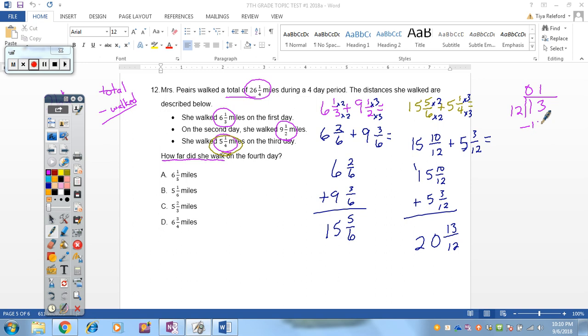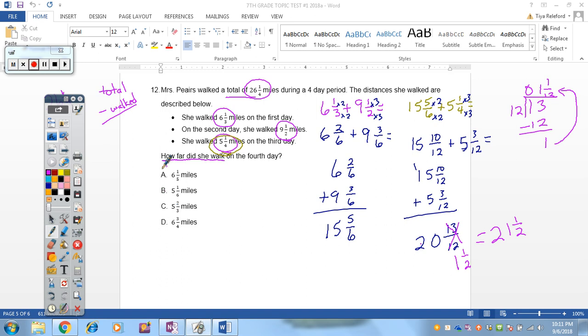This division is not difficult. 12 goes into 13 one time, and then you have a 1 remainder. That remainder is your numerator. This fraction is this fraction. So I'm going to get rid of this and replace it with 1 1/2. Now I have 20 and 1 1/2. Together, they're 21 1/2.